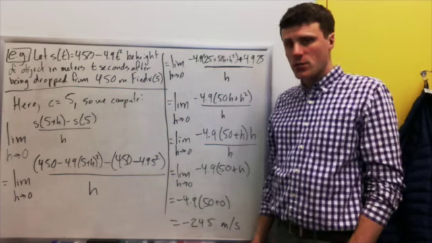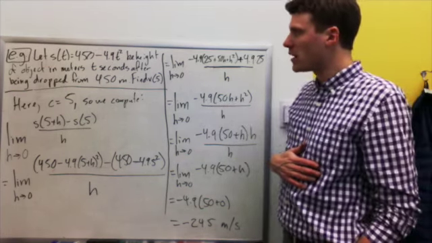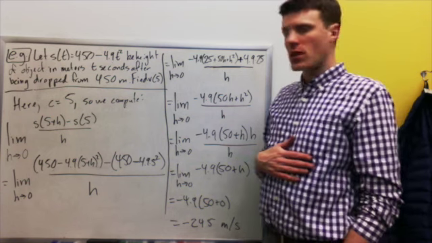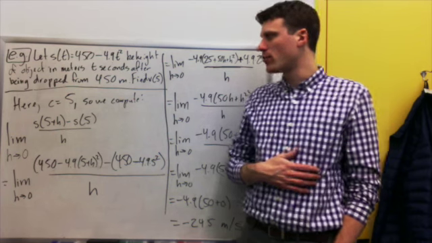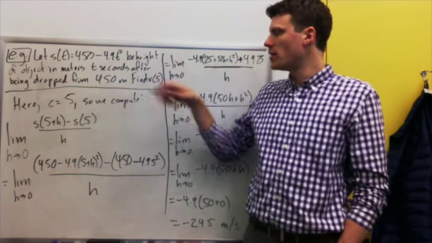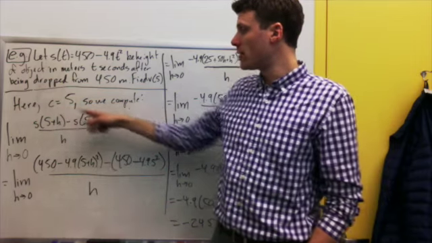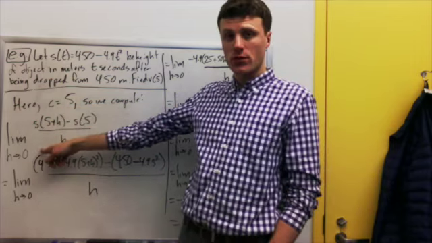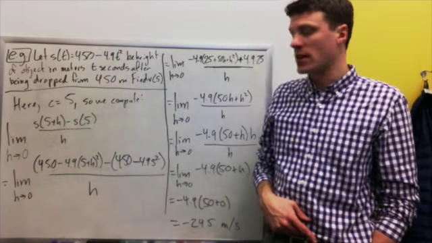So let's do a velocity problem. Let's let s of t be 450 minus 4.9 times t squared, and this represents, say, the height of an object in meters, t seconds after being dropped from 450 meters. So let's find the velocity at time 5. So here c is equal to 5, and we're looking to compute the limit as h goes to 0 of s of 5 plus h minus s of 5, all divided by h.